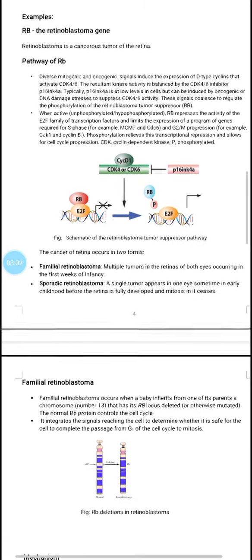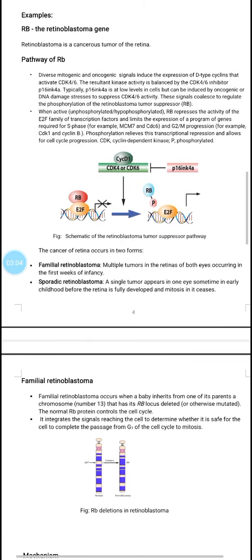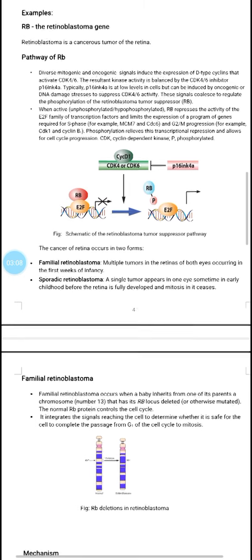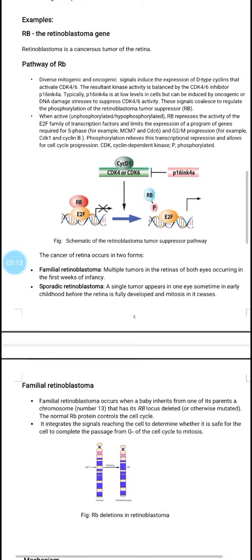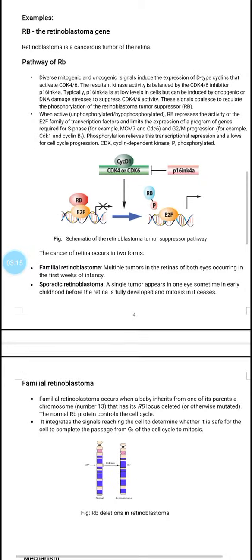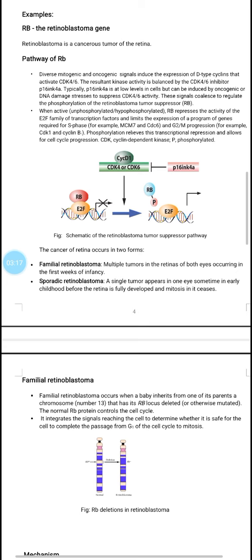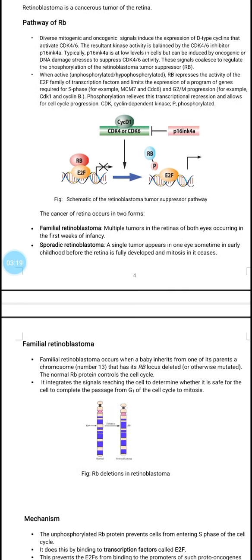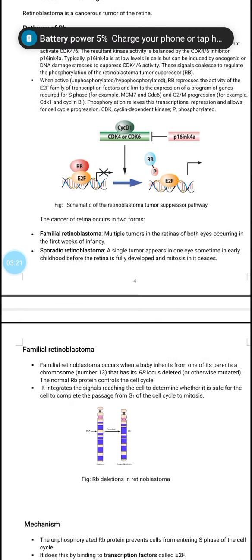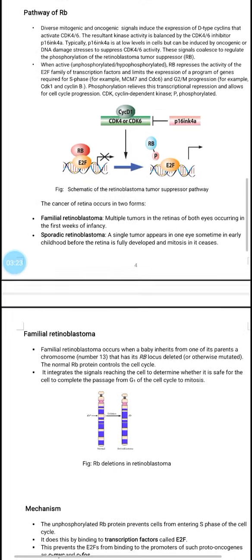For example, MCM7 and CDC6, and G2 to M progression, for example, CDK1 and cyclin B. Phosphorylation relieves this transcriptional repression and allows for cell cycle progression. CDK, the cyclin-dependent kinase, phosphorylates RB.